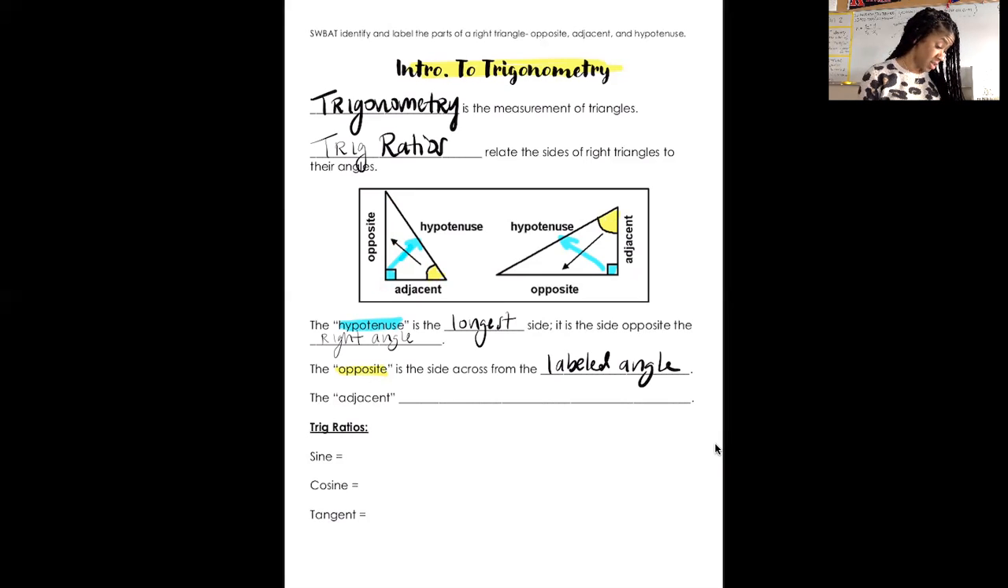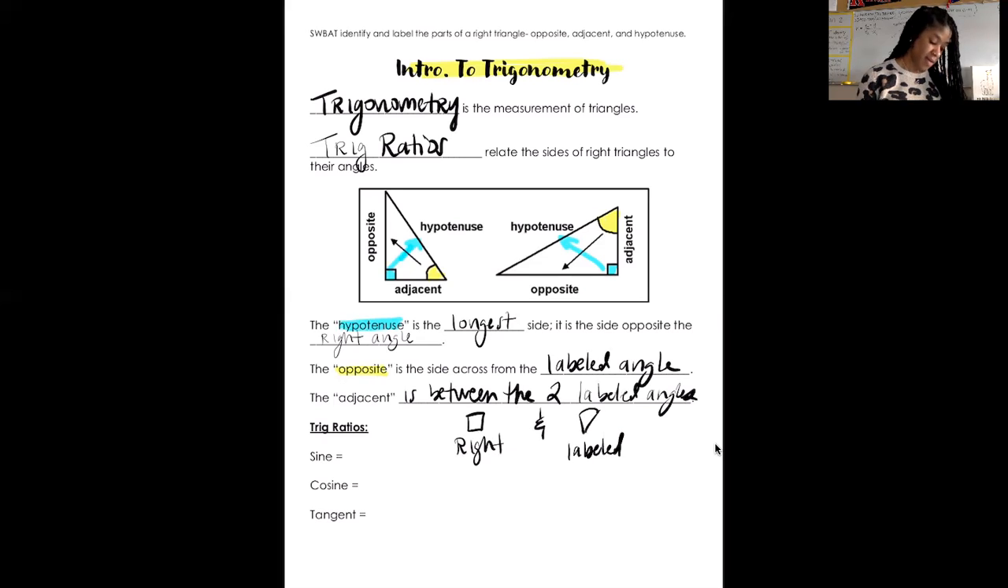Lastly, the adjacent is between the two angles. What two angles? The right angle and the labeled angle. The labeled angle looks like a pizza pie, so I might refer to this as between the pizza slice and the box. Adjacent is between the slice and the box. It connects the two together.